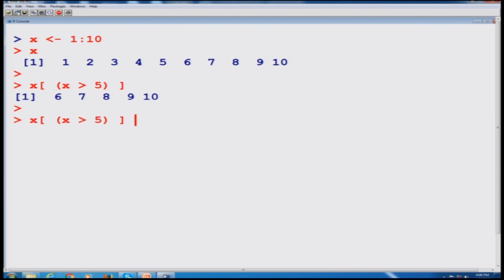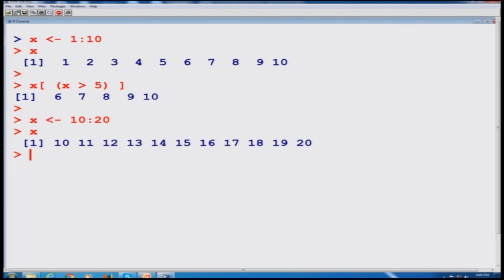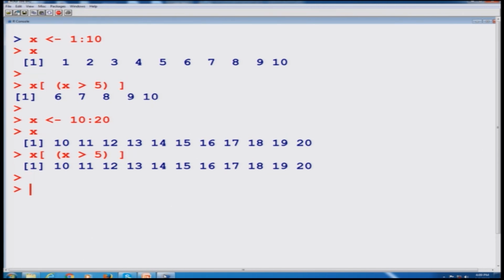And suppose I take another sequence, say x from 10 to 20. You can see that this is the sequence starting from 10 at an interval of 1, going from 10 to 20. Now suppose I try to repeat the same thing. What do you get here? It is giving me all the numbers which are greater than 5. Yes, the sequence is starting from 10, so all the numbers here are greater than 5, from 10 to 20.